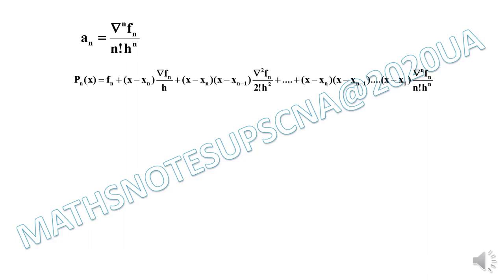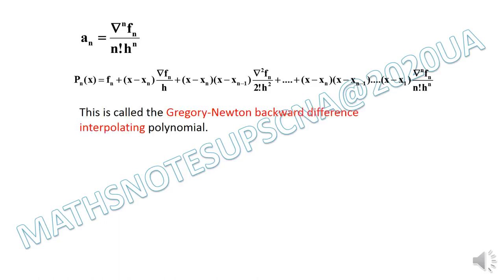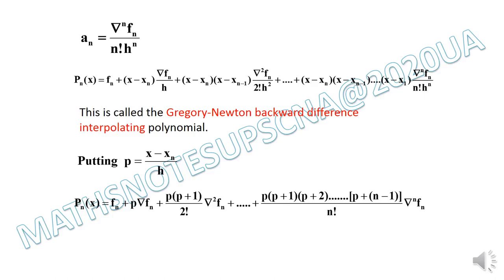So an we can find out, that is ∇ to the power n fn upon factorial n h to the power n. Now we substitute all values of a0, a1 up to an in this expression, which was the initial expression, and write down the value of Pn(x). So we see that this formula is called the Gregory-Newton backward difference interpolating polynomial. And now we put p equal to (x minus xn) upon h, and we see that the formula can be rewritten in this form, which can be used to solve the examples.